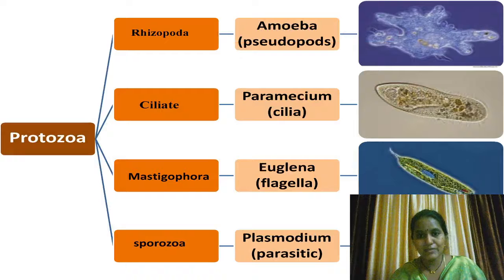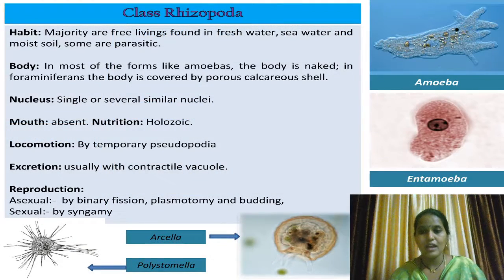So once again we'll see protozoa is divided into four classes on the basis of the organ of locomotion present in them. Rhizopoda represented by amoeba, you can see the figure, Ciliata, Paramecium, Mastigophora, Euglena, Sporozoa, Plasmodium. Now one by one, let us study characteristics of all the four classes.